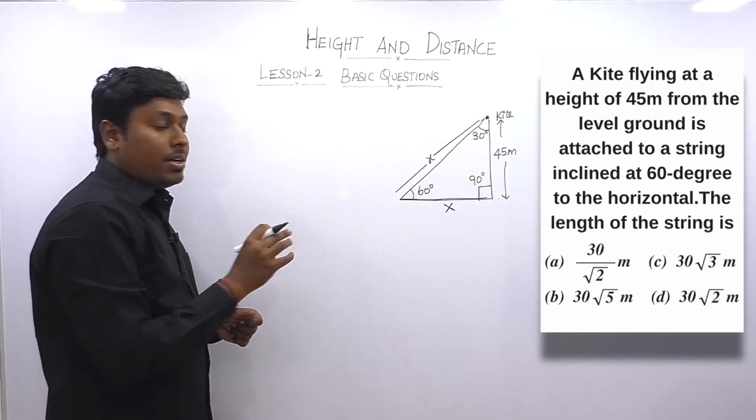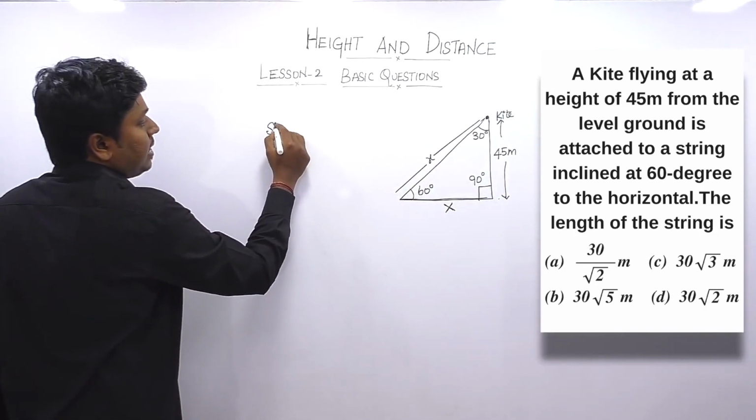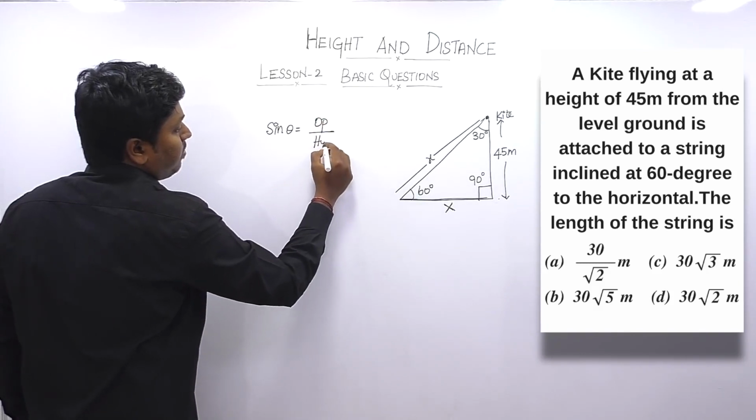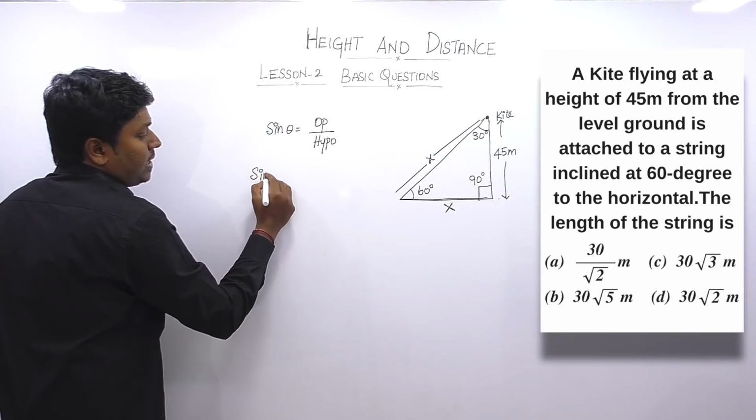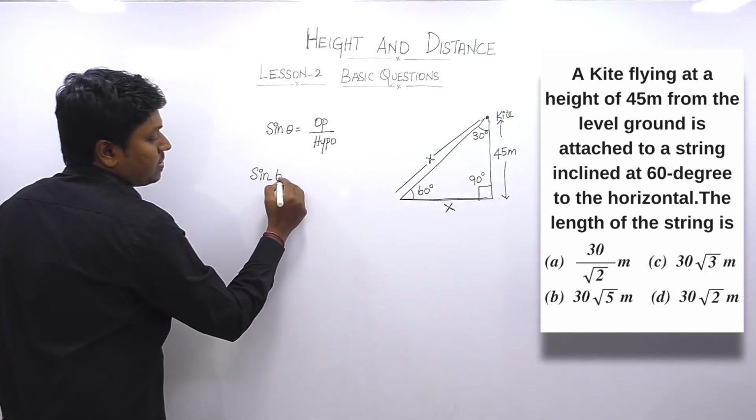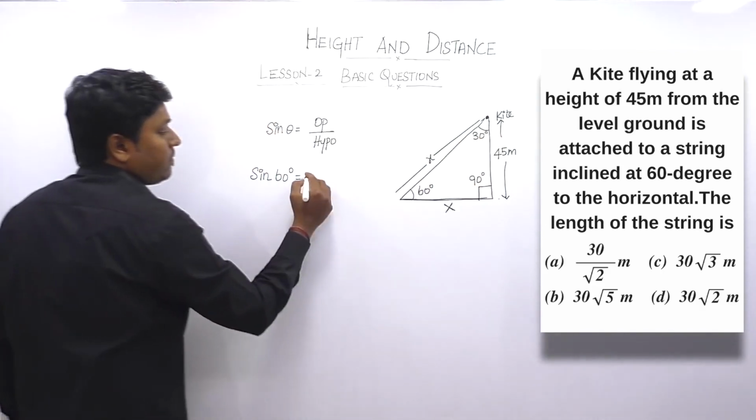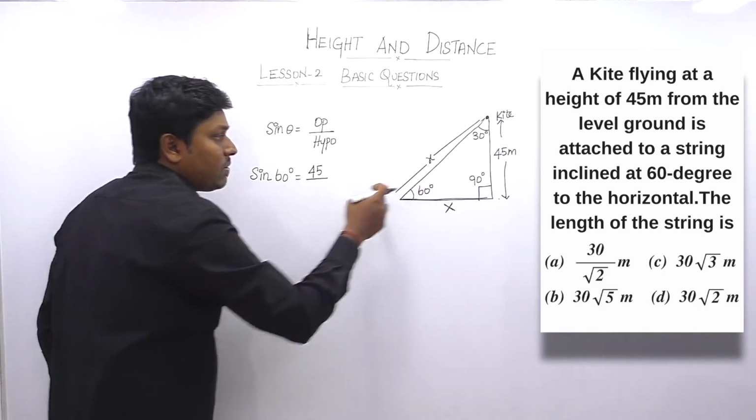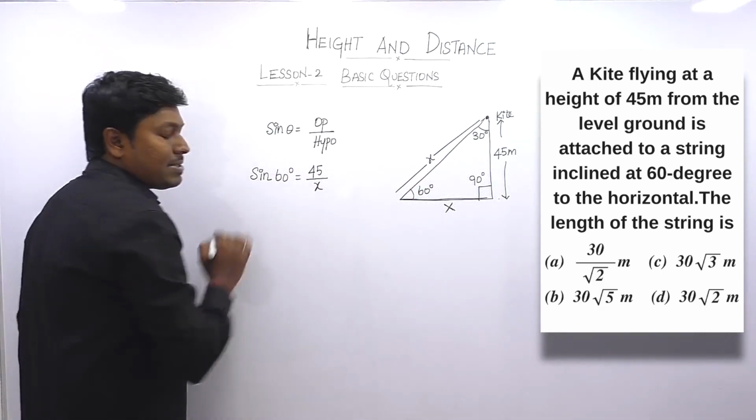The only formula that has hypotenuse and opposite is sine theta. Sine theta is equal to opposite divided by hypotenuse. Here theta will be 60 degrees, so sine 60 degrees is equal to opposite, which is 45 meters, divided by hypotenuse. The hypotenuse is the length of the string, which is our target to find, so let me keep hypotenuse as x.